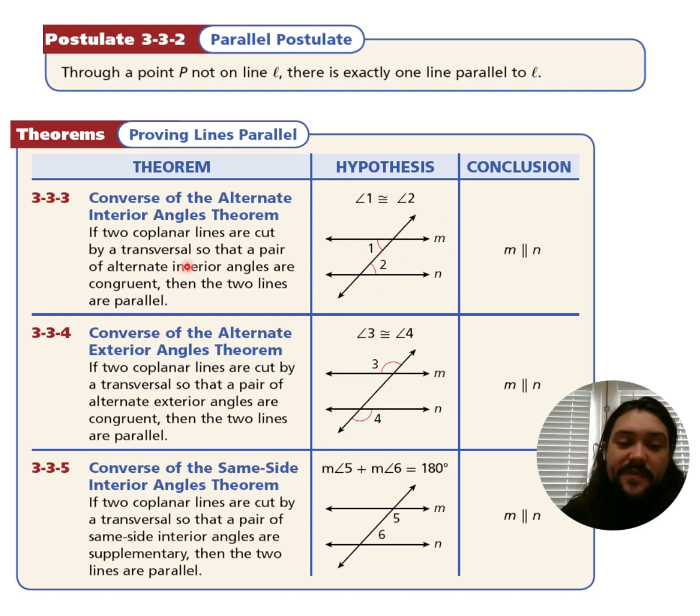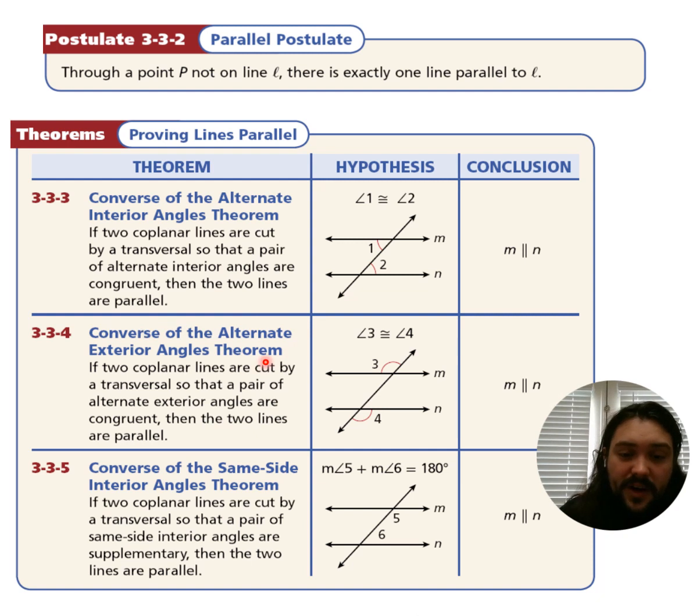This one is: if two lines are cut by a transversal so that the alternate interiors are congruent, then we know that M and N are parallel. So it's just backwards, and that's what the converse is. Remember from our last chapter, chapter 2, that is the definition of the converse. The conditional is if P then Q. Well, the converse is if Q then P. So in this case, our Q is that they are congruent, and the P would be then they're parallel.